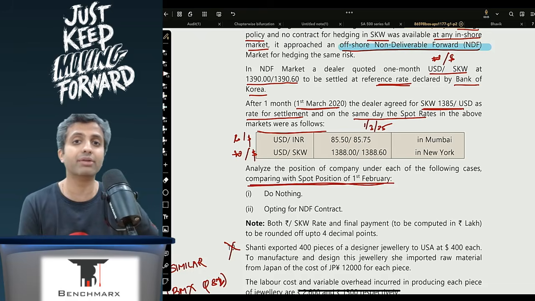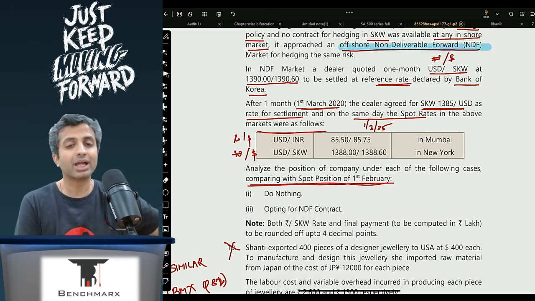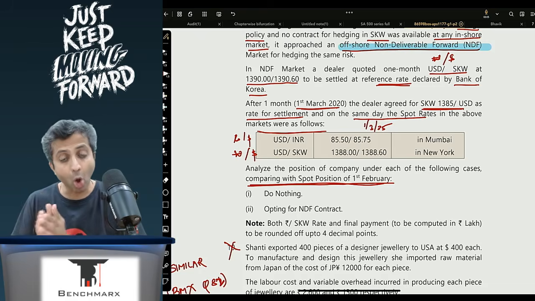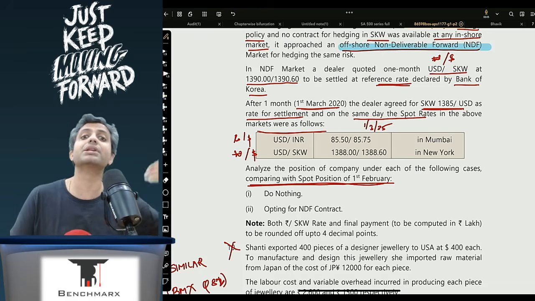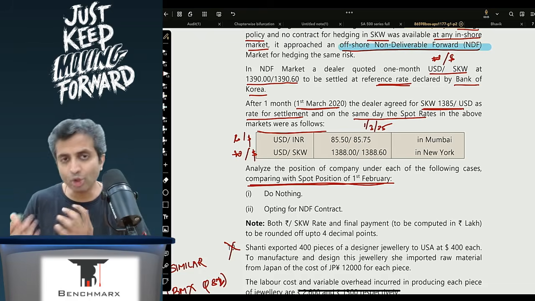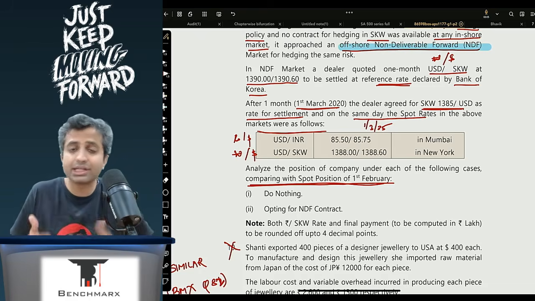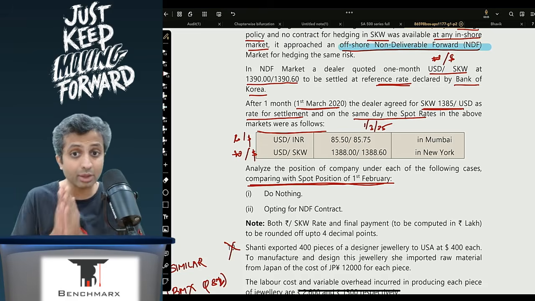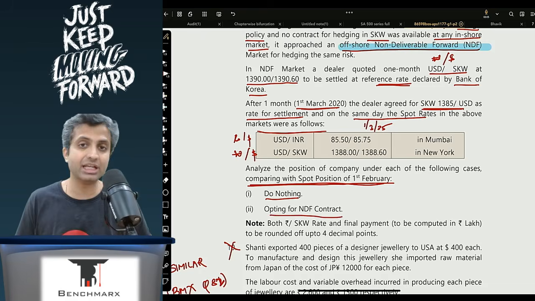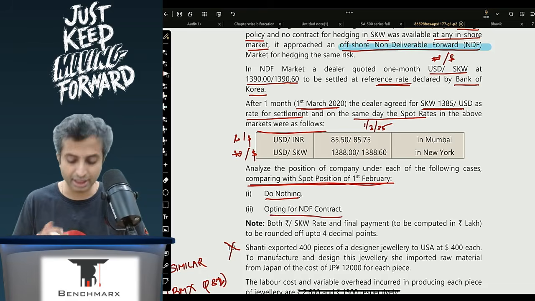You have been told a way that you compare the cash outflow, because you're an importer, you will ultimately pay on 1st March, and compare it with the 1st February cash outflow, and you figure out your gain or loss and select the most appropriate alternative within doing nothing, that is keeping the position unhedged, and opting for the NDF contract where you hedge in the NDF market.